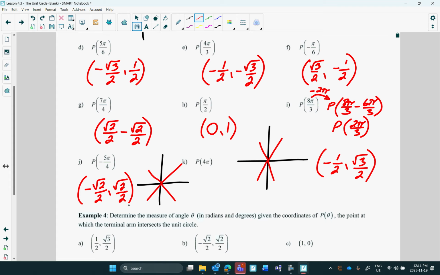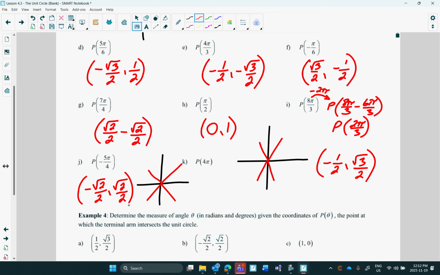And finally, 4 pi. Well, 4 pi is too big. That's 2 complete circles. But it's negative because we're going in the opposite direction. If we went positive, this would be pi over 4, 3 pi over 4, 5 pi over 4. But because we're going negative, this is negative pi over 4, negative 3 pi over 4, negative 5 pi over 4. Does that make sense?